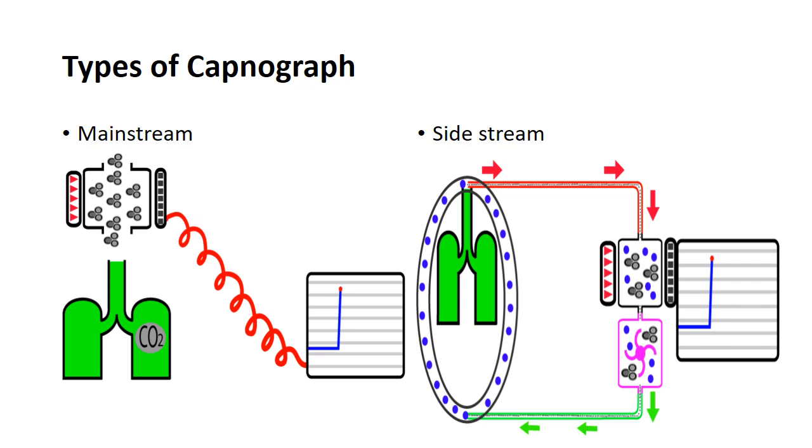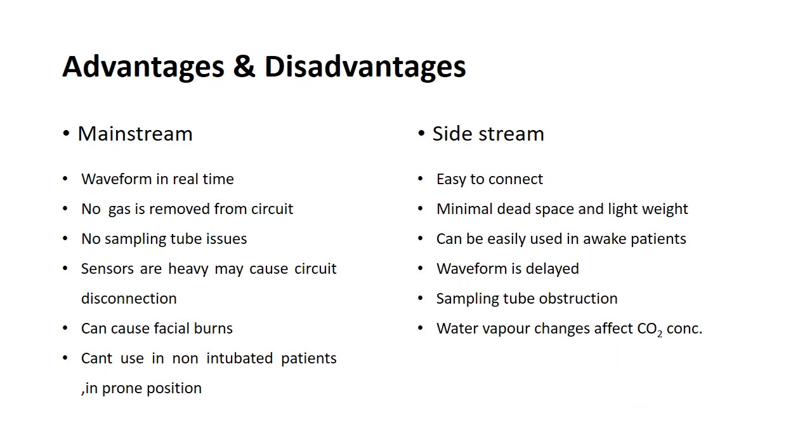Unfortunately, the suction tubing does not only suck the CO2, it also sucks in expensive anesthetic gases. To avoid the wastage of expensive anesthetic agent, the sampled gas is returned, this green line showing that, to the patient anesthetic breathing system.